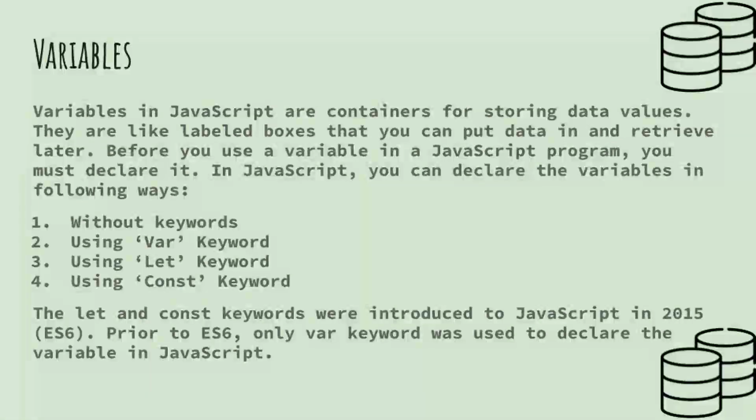In JavaScript, there are 4 ways to declare a variable. First, without any keyword. Second, with the var keyword. Third, with the let keyword. Fourth, with the const keyword. The let and const keywords were introduced in JavaScript in 2015, that is ES6. Prior to ES6, we used the var keyword to declare a variable in JavaScript.